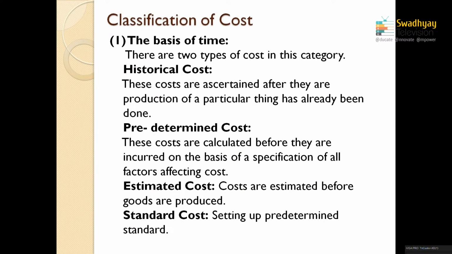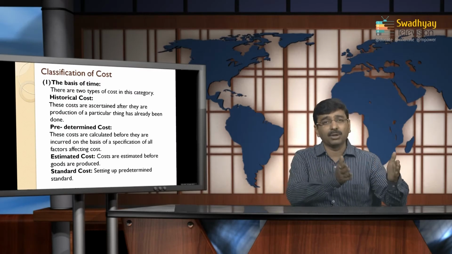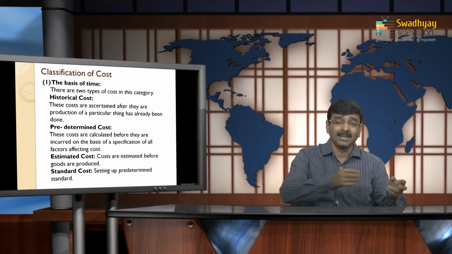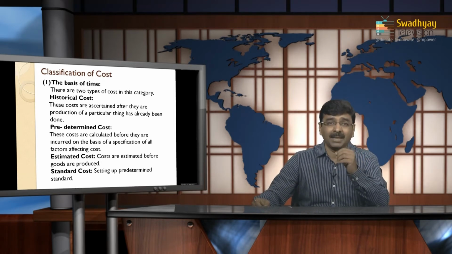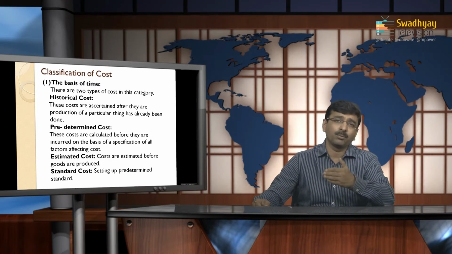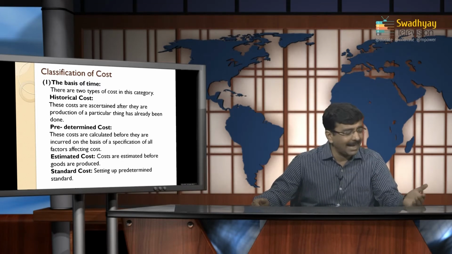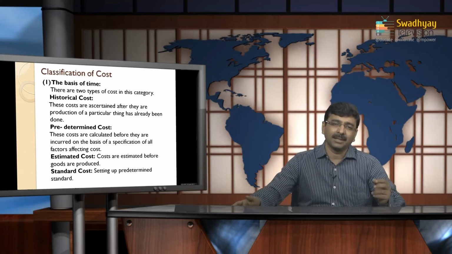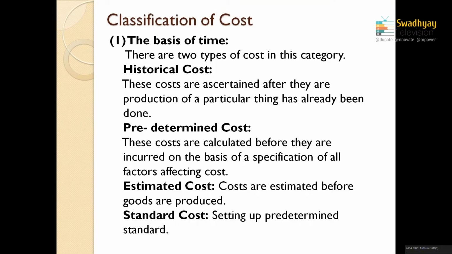And predetermined cost means the costs are calculated before they are incurred, on the basis of specifications. So the cost is identified and may be assumed on the basis of certain principles or certain factors. That is called predetermined cost. Predetermined cost is also divided into two parts: one is estimated cost and the other one is standard cost. I want to give you one more thing, which is actual cost also.